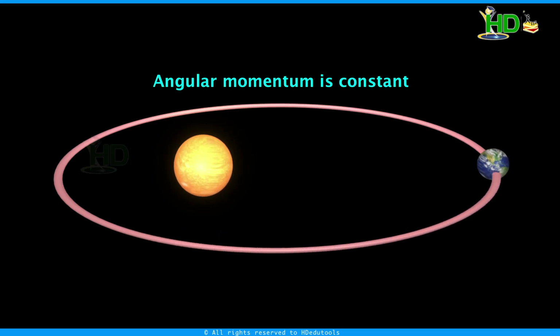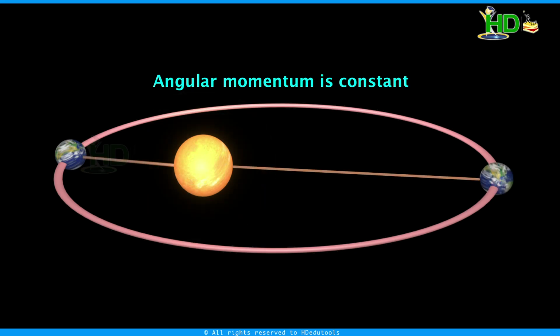Already we know that if external torque is 0, the angular momentum remains constant. In this case, the angular momentum is constant. And this distance, when the planet is nearer, is called perihelion, and the distance when it is away from the Sun is called aphelion. In general, the distance between Sun and the planet is taken as the average of these two.